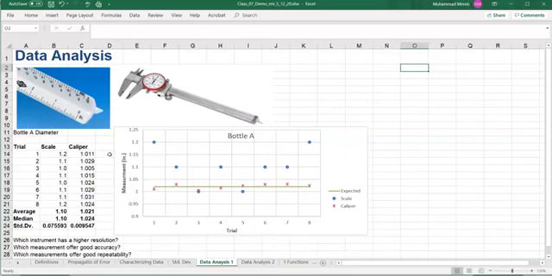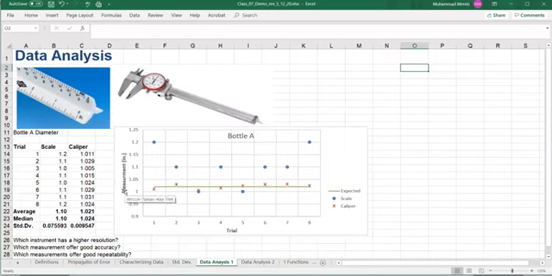So if you look at the graph, actually it will give you a better idea than looking at the data here. The caliper is the red marks, the scale is the blue marks. You can see the caliper results are all repeatable and high resolution. Assuming that the green line is the correct diameter for the bottle, you can see they are within a close region. None of them fall away from the expected value. Compared to the blue ones, you can see some of them are far away.